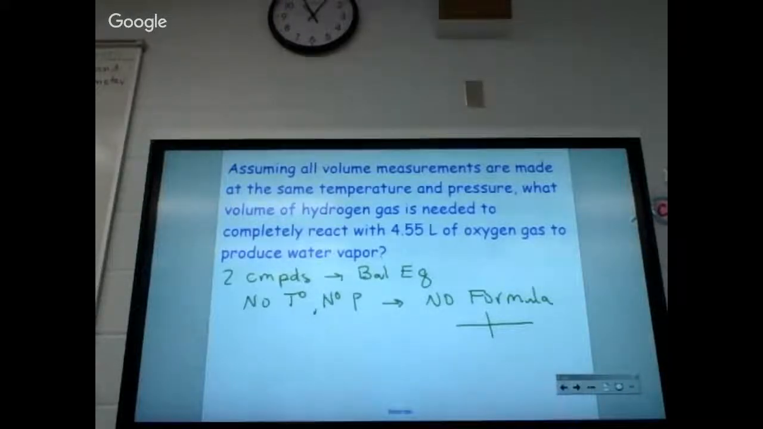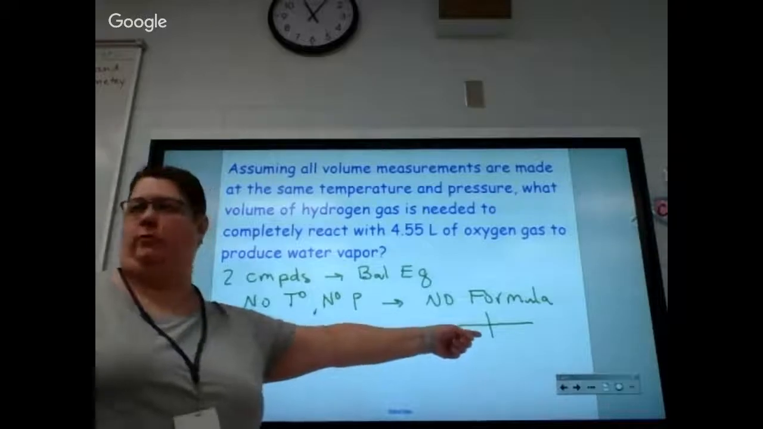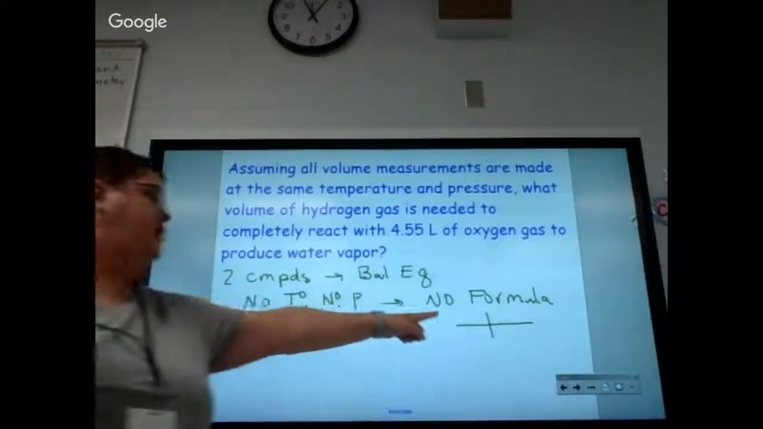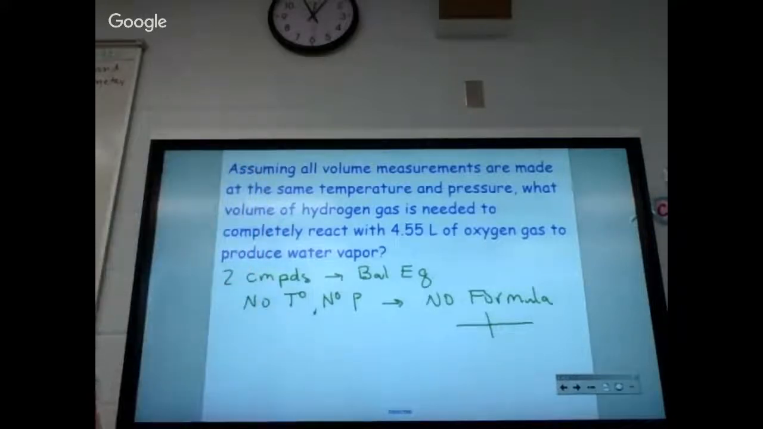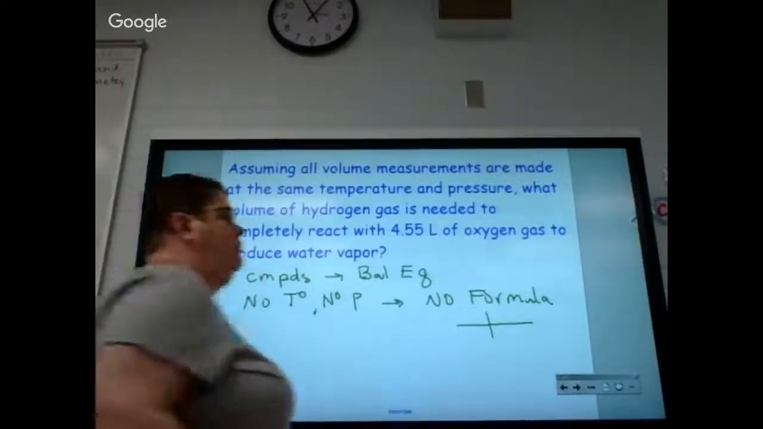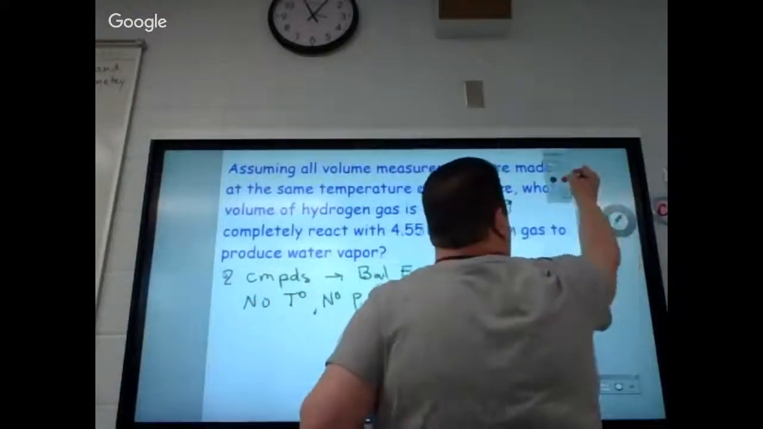Those are the two things that I should recognize. There's no temperature and pressure, so I'm going to need a T-chart. And there's two compounds, so I'm going to need a balanced equation to fill in my T-chart. Those are the two things I have to recognize. Okay? If you can get those two things out of it, you should be okay. So, how do I write the balanced equation? What do I notice in it that jumps out at me? It says, oh yeah, I know how to do this. Well, what does it tell me is produced?